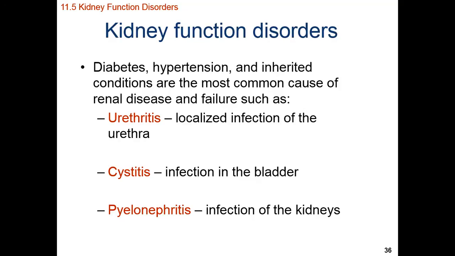Other things include some more localized infections. For example, if there's an infection in the urethra, this is going to cause the urethra to become inflamed. Usually this is going to be bacterial in origin, and this is known as urethritis. We also could have an infection of the urinary bladder, and this is called cystitis.